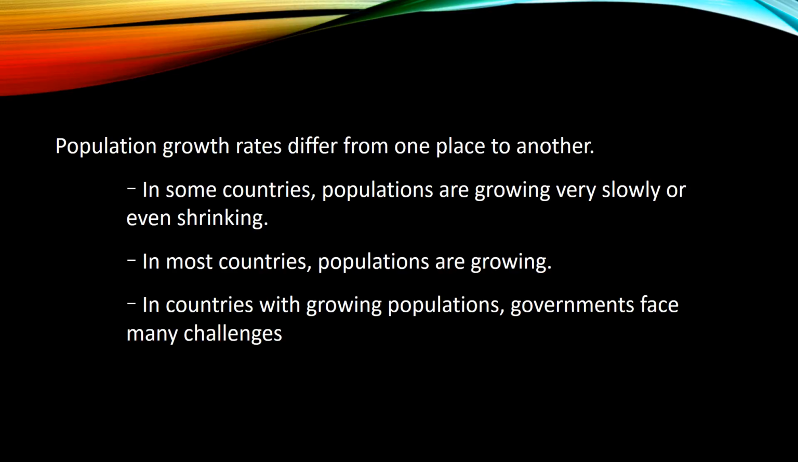Population growth rates differ from one place to another, and in some countries populations are growing very slowly or even shrinking. Many countries in Europe and North America have very low rates of natural increase. In Russia, for example, the birth rate is about 10.8 and the death rate is 16.1. So what does that tell you? It's a negative rate of natural increase, and the population is shrinking. So then geographers are going to ask, okay, why is the population shrinking? And they're going to go check that out.